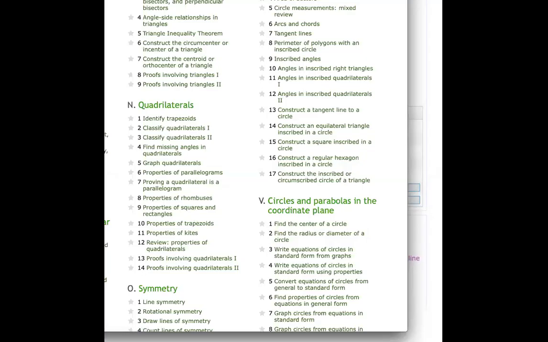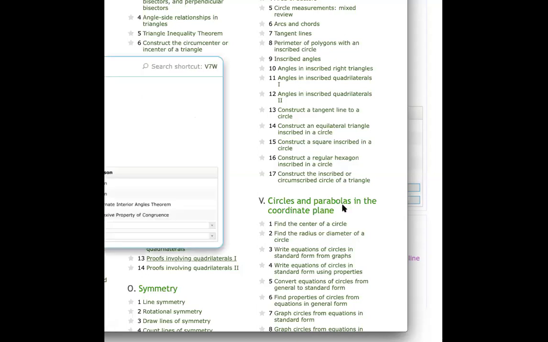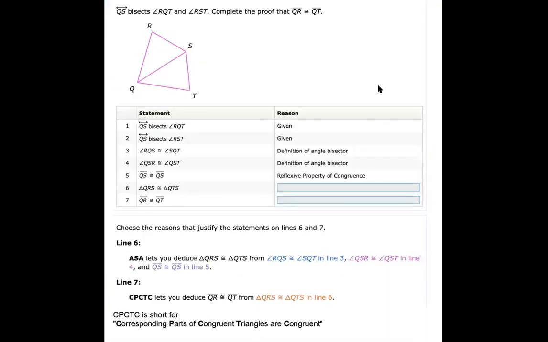Hi, everybody. We're going to be looking at N13 proofs involving quadrilaterals. Okay, so looking at some proofs. This first one right here.